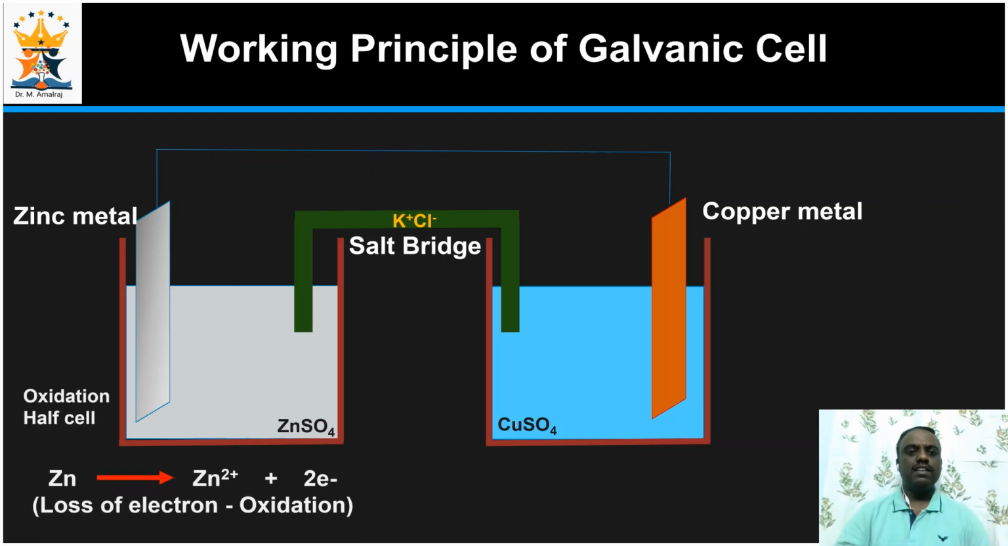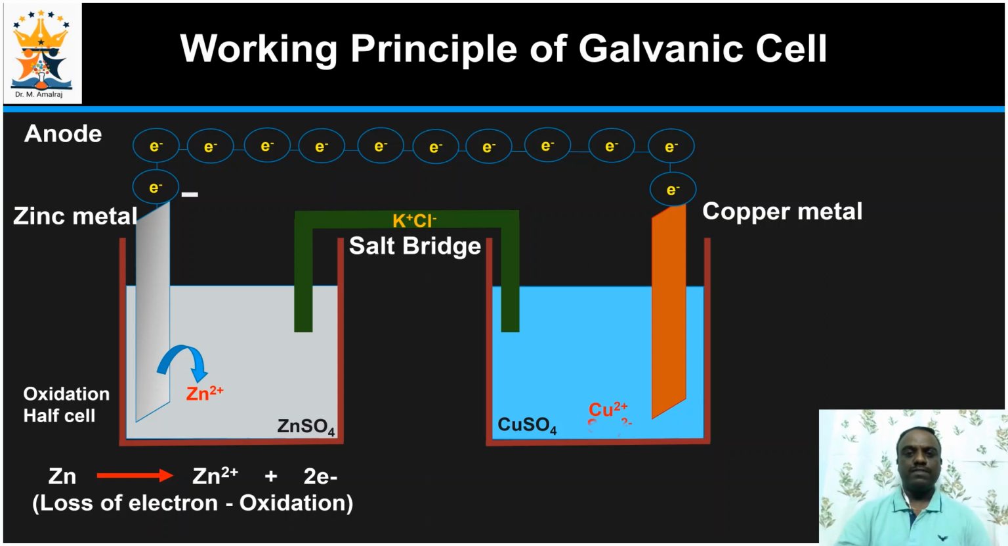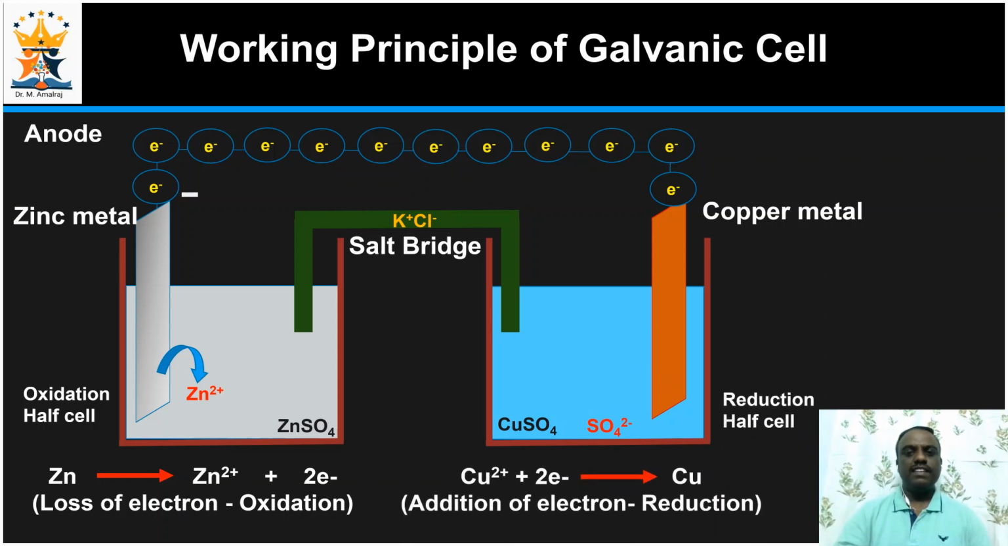Once the connection is done, zinc gets oxidized to zinc 2 plus ion, and hence this half cell is known as the oxidation half cell, and zinc metal is termed the anode. Due to the oxidation of zinc to zinc 2 plus ion, two electrons are produced which travel through the external wire and reach the other half cell, where they reduce the copper 2 plus ion present in the electrolyte solution, which gets deposited on the copper metal. Since reduction takes place at this half cell, it is known as the reduction half cell, and copper metal is termed the cathode.